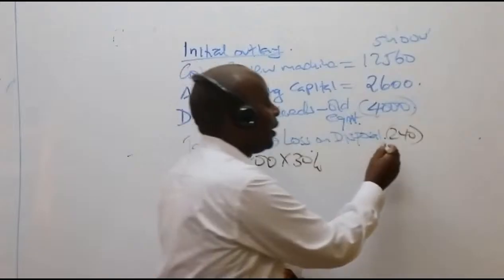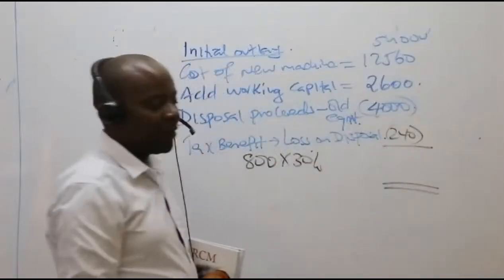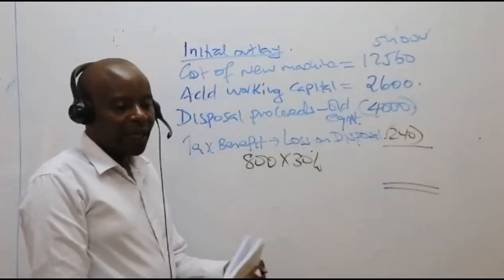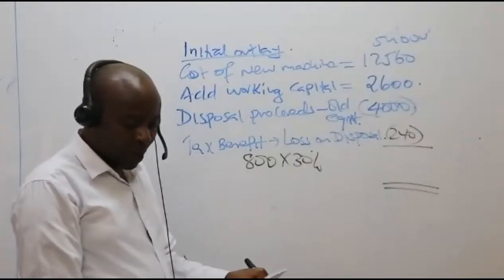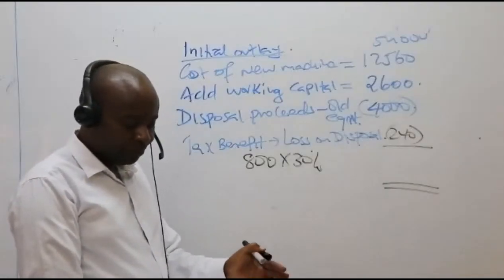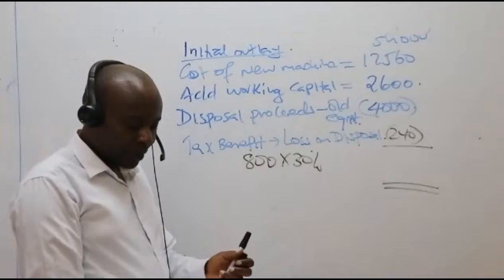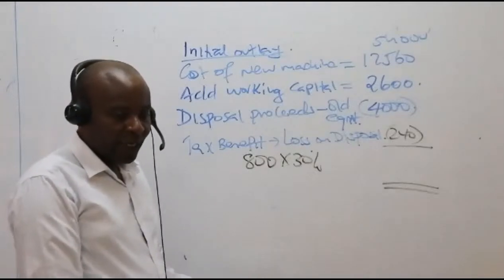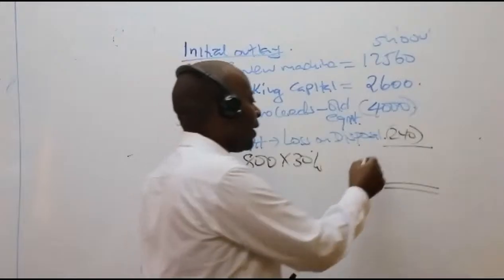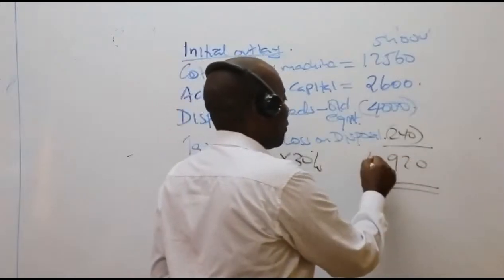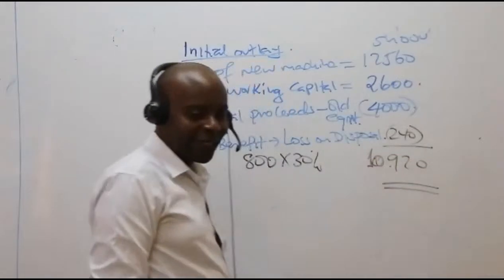So then at the end of the day, what figure are we looking at as our initial outlay? What figure are we looking at? Somebody is giving me a figure of 10,920. 10,920. And there is a student who got this figure correct.